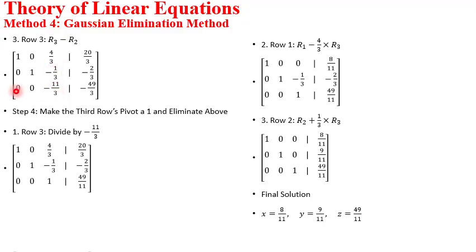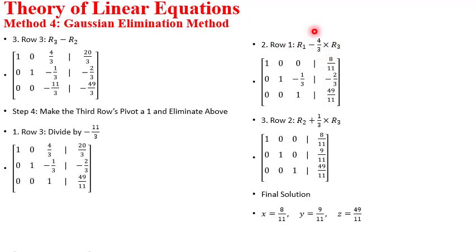In order to make this 1, all we do is divide what we have on row 3 by minus 11 all over 3. So when you divide this by minus 11 all over 3, what you are left with is 1. You then divide this also by minus 11 all over 3, and what you've got is 49 all over 11. So again, in order to eliminate this and this, let's work on eliminating this first. So what we do is to say row 1 minus 4 all over 3 times row 3.